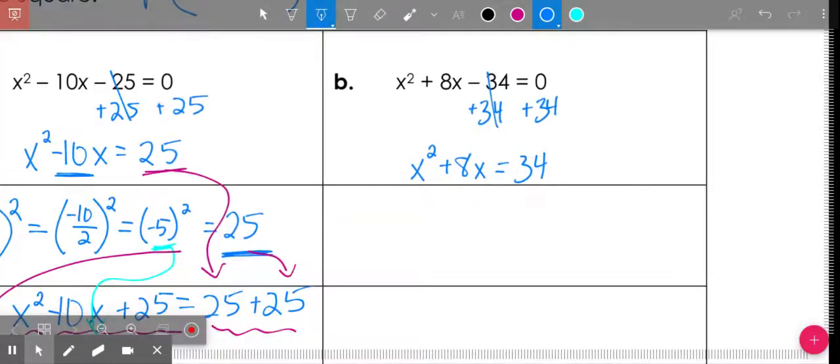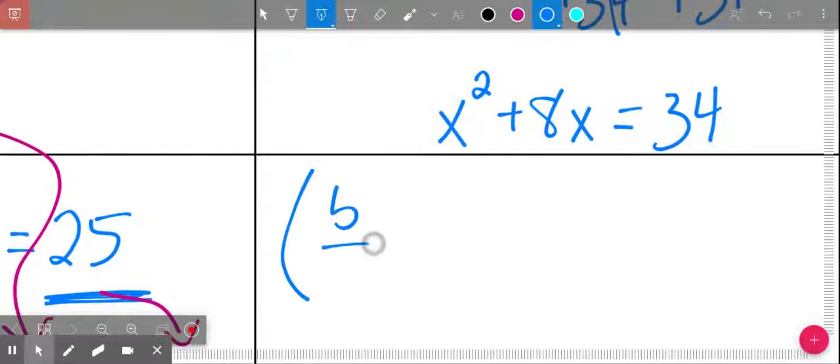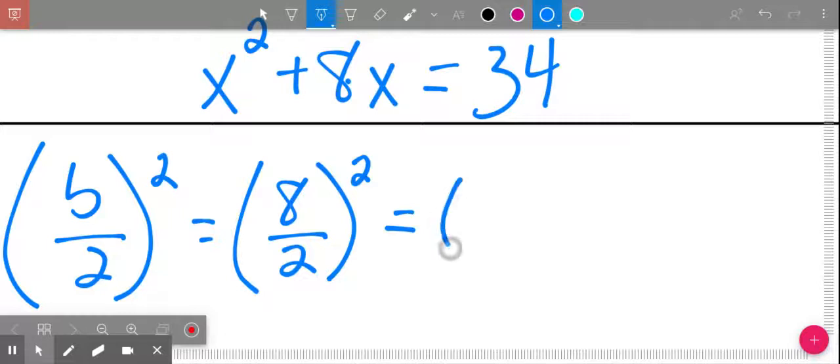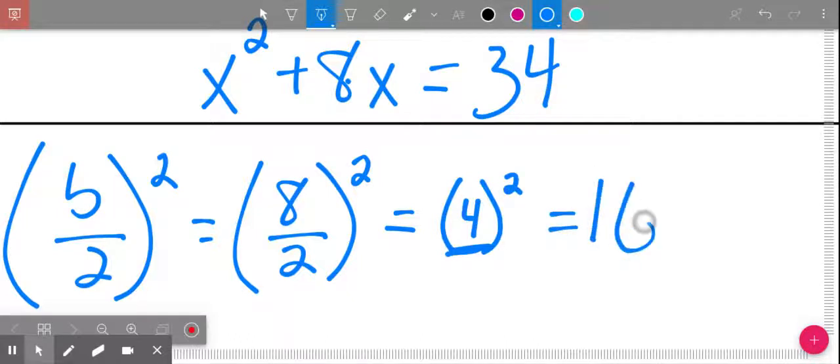Now we need our new c value to make this a perfect square trinomial. So this is where I have to use that b over 2 squared expression. Our b value is 8, so we're going to have 8 divided by 2 squared. 8 divided by 2 gives me 4 squared. Remember, that's going to be our important number. And then 4 squared is 16. So we are going to add that to both sides.